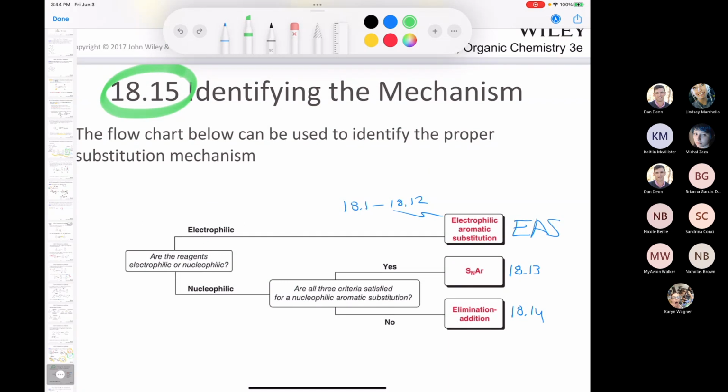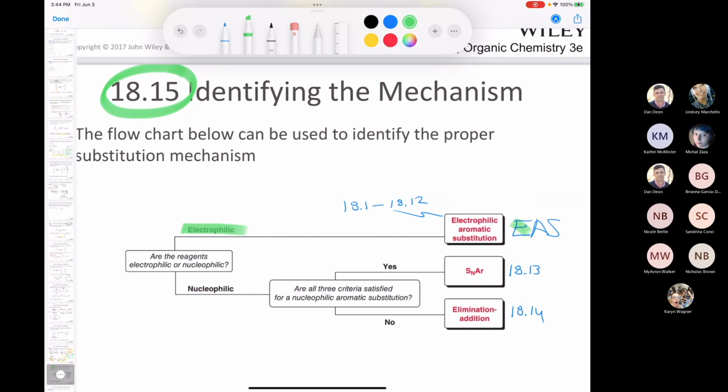So how do you know what you're doing? Well, what you want to do is look at the reagents that you're dealing with. Are your reagents electrophiles or nucleophiles? If they're electrophiles, well, then it's going to be some kind of electrophilic aromatic substitution, bottom line. If your reagents are a nucleophile, like a hydroxide, a methoxide, an amide, well, then those are all nucleophiles. They're definitely not electrophiles. So that means it's either an SNAR or an elimination addition reaction.